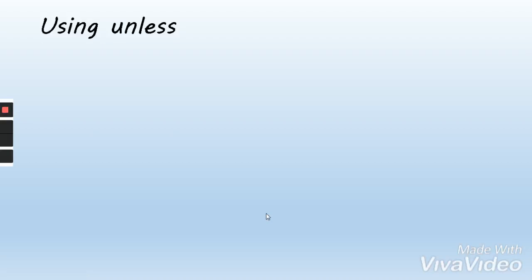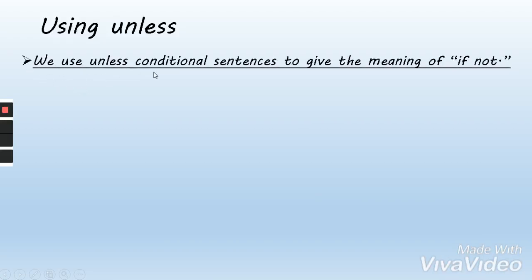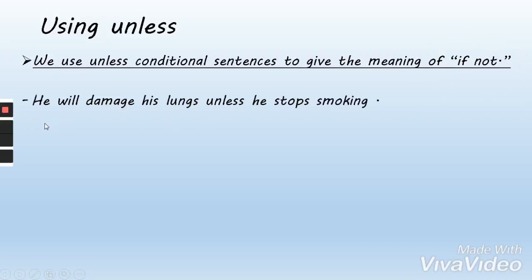When we're talking about conditional sentences, we usually use something which is unless. Well, when do we use unless? We use unless in the conditional sentences to give the meaning of if not. Then let's have an example on that. He will damage his lungs unless he stops smoking. Okay? Now, if we use if not in this sentence, it goes this way. He will damage his lungs if he doesn't stop smoking.